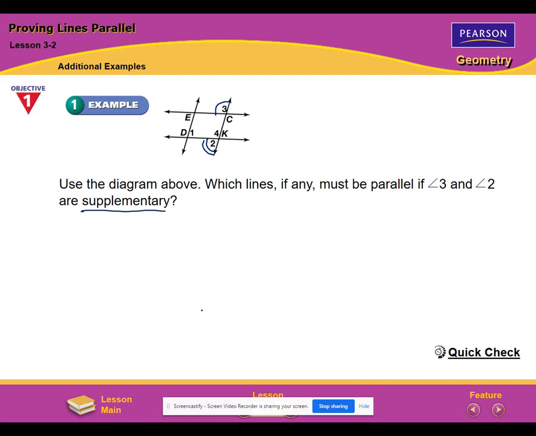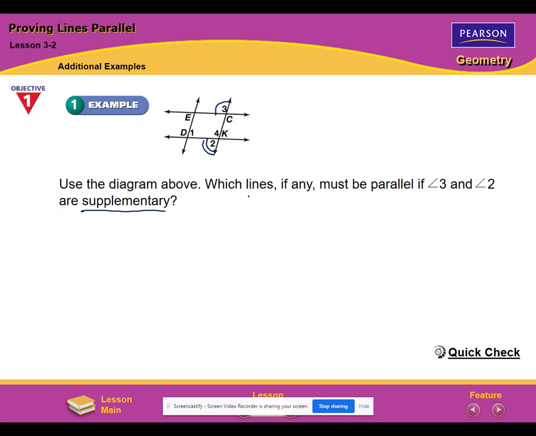If you can't classify these, I would implore you to pause this video, go back and rewatch 3.1. You got to know those 5 terms: corresponding angles, alternate interior angles, alternate exterior angles, same side interior, and same side exterior. These would be same side exterior. Here are the potentially parallel lines. This would be the transversal, and angle 3 and angle 2 are exterior to those 2 parallel lines. They're on the same side of the transversal. They are same side exterior angles.